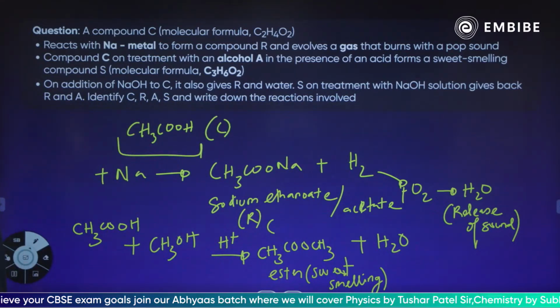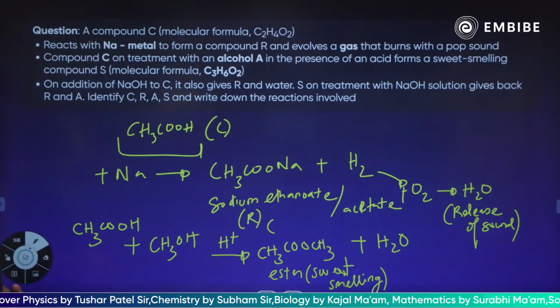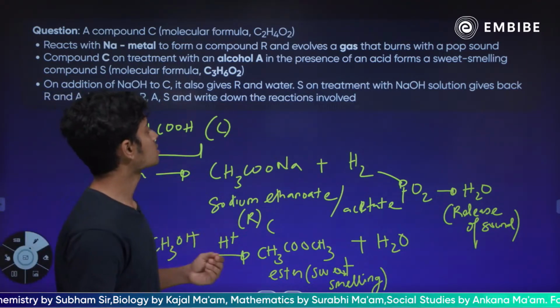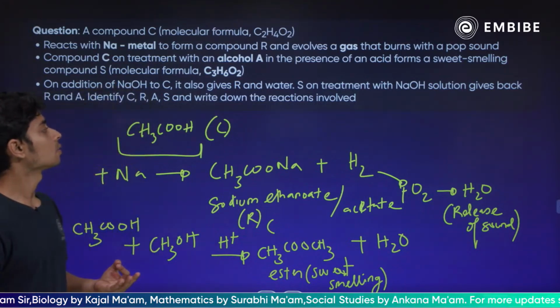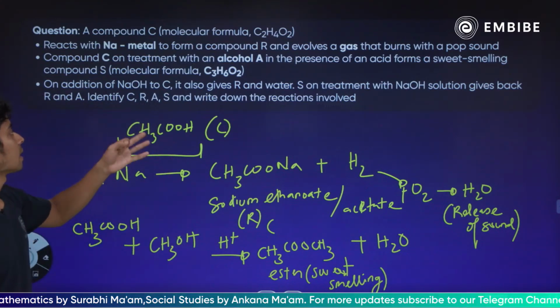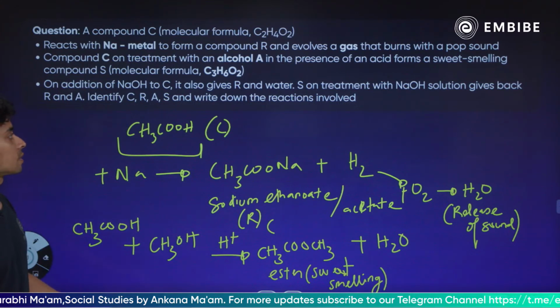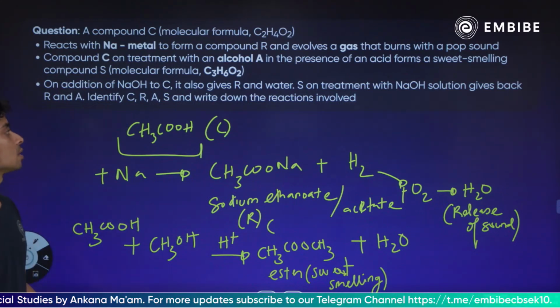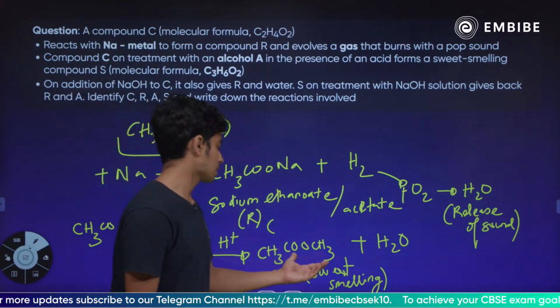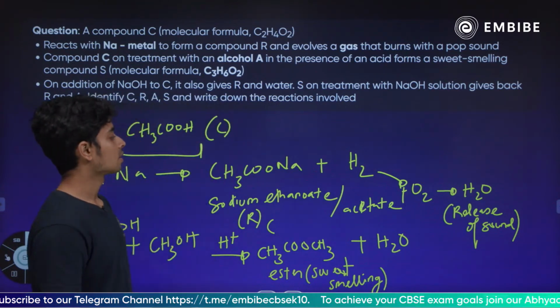Presence of an acid forms a sweet smelling compound S. Here, for alcohol A, the question has not specified what the alcohol A is. So I am taking methanol as my alcohol A. There is an error in the question, as there can be n number of alcohols. So I am taking methanol, which is CH3OH. If I take methanol, I will get this ester, which is CH3COOCH3, and some water.